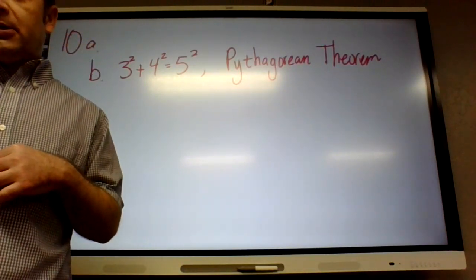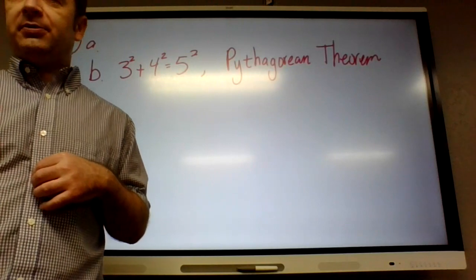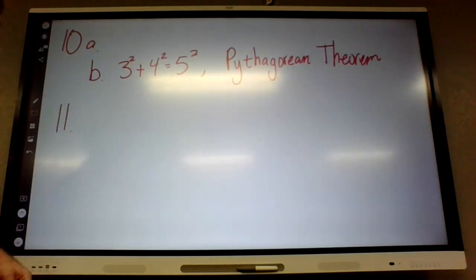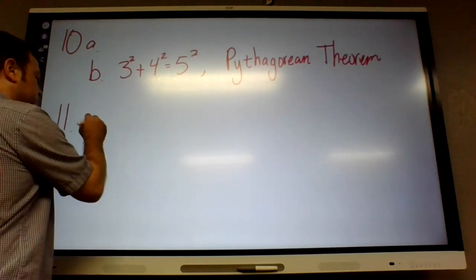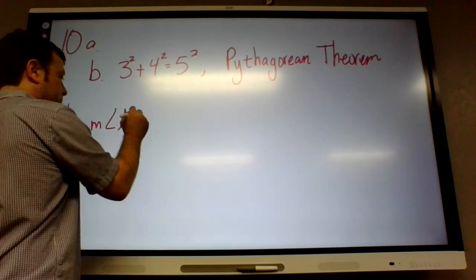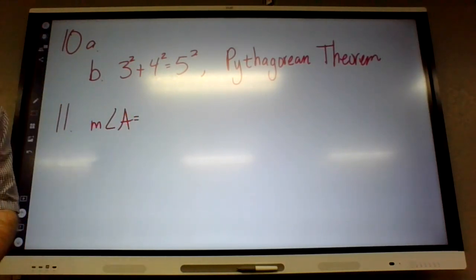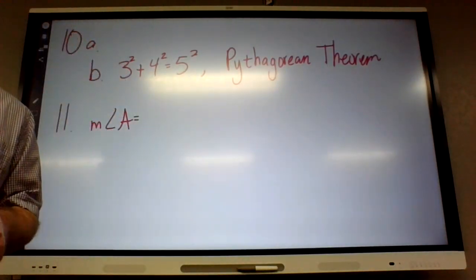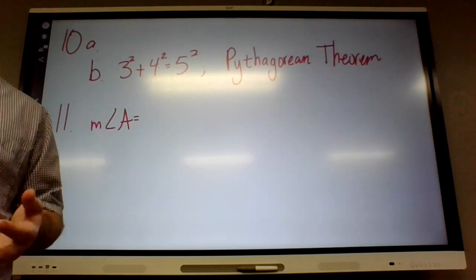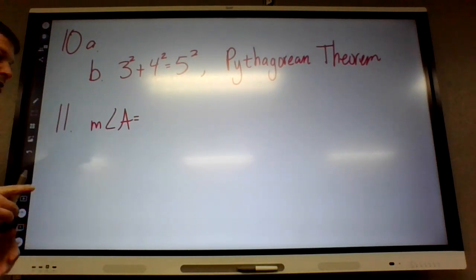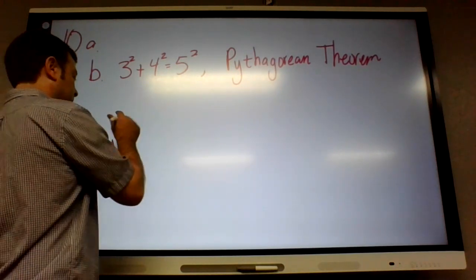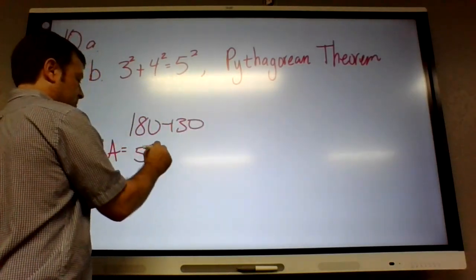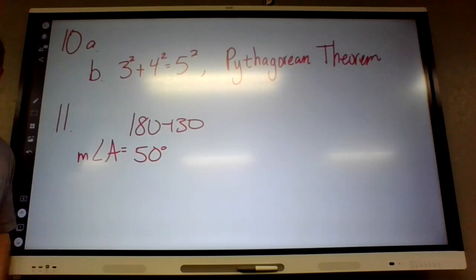Okay, so we're just finding the missing angles. Carolyn, on 11, how can we find angle A? By subtracting 65 twice from 180. 180 minus 65 minus 65, or 65 plus 65 is 130. So you could do 180 minus 130. So that'd be 50 degrees.